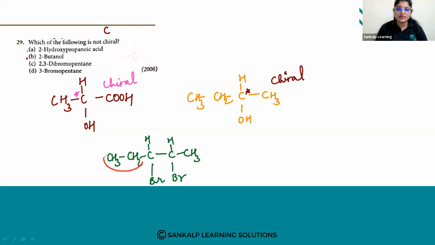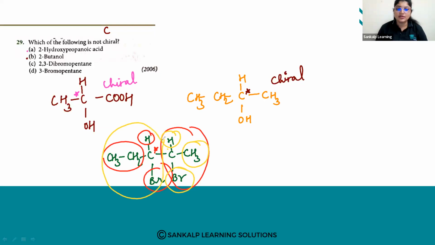So this is 1, this is 2, this is 3, this is the 4th group. Okay, so this is chiral. Now if I take this particular carbon, then just see. This is 1, this is the 4th one. If I consider this 1, 2, then this is 3, and this is 4. So this is also chiral. So there are 2 chiral centers.